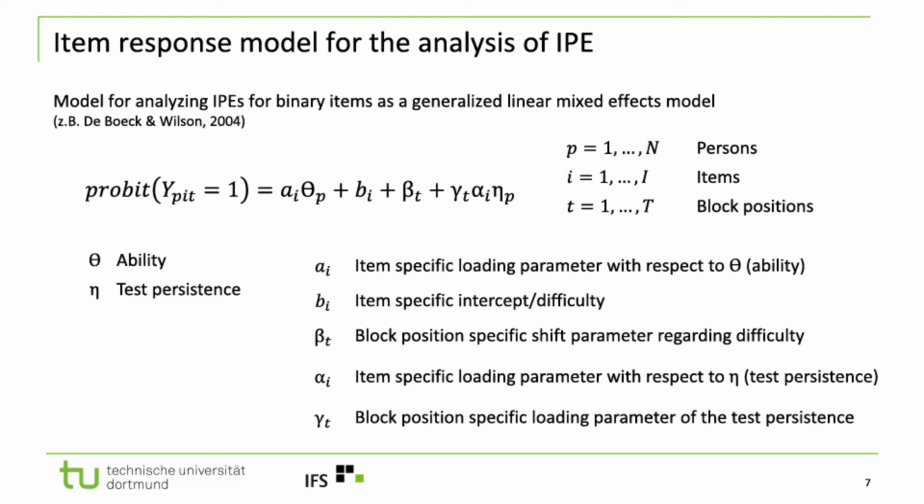This means that on the one hand, persons can deviate to different degrees from the mean difficulty shift beta, and on the other hand, this factor can have a varying influence on the person's performance depending on position T. Furthermore, we believe that the influence of persistence on performance may differ between items, and therefore we add an item-specific loading parameter alpha to this term. Overall, this results in a two-dimensional response model with person dimensions theta and eta, ability and persistence, assumed to be bivariate, normally distributed with mean value 0.